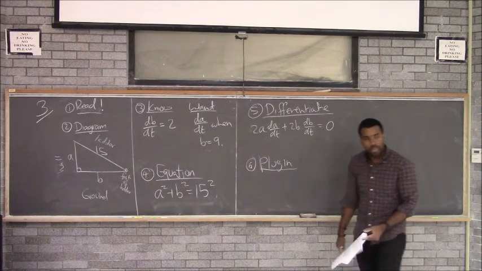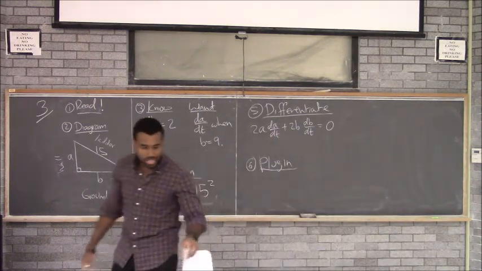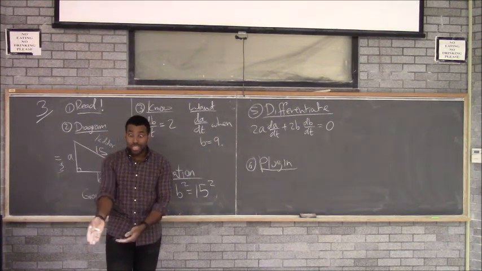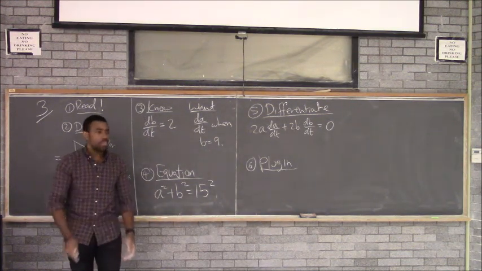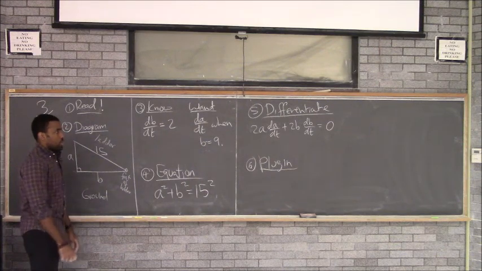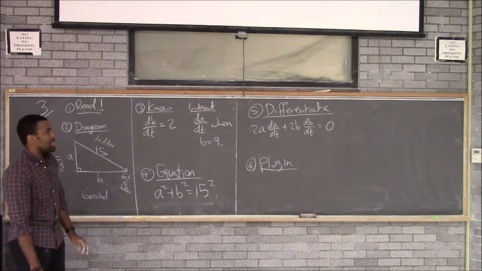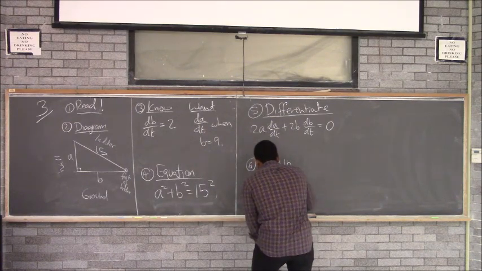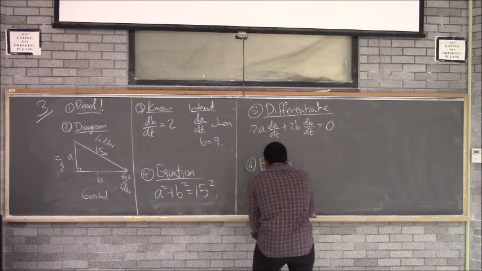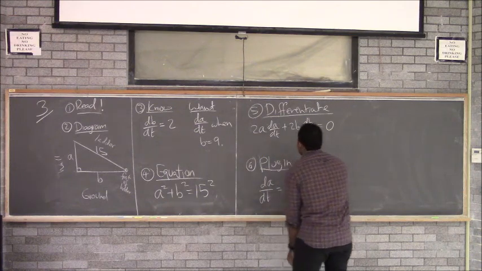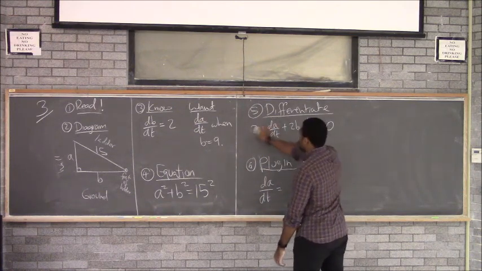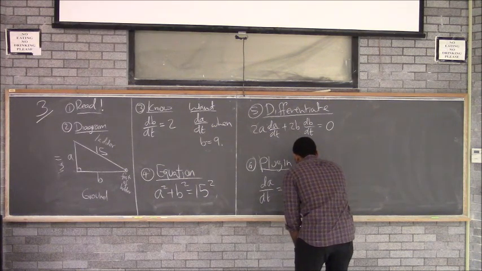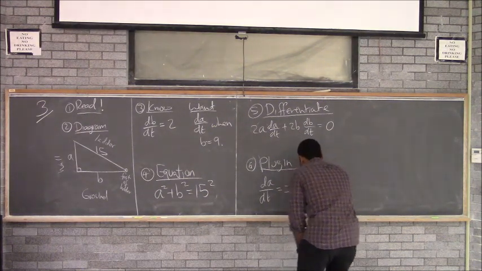You won't have to worry about it. So I've seen students get into a situation where they have too many letters. I don't know what all these are. I'm like, dude, that's zero. It's a constant. So that is what we have. Now we want dA/dt. I can actually solve for that. dA/dt is going to be, well, I move this over, divide both sides by 2, so it's minus B dB/dt divided by A.